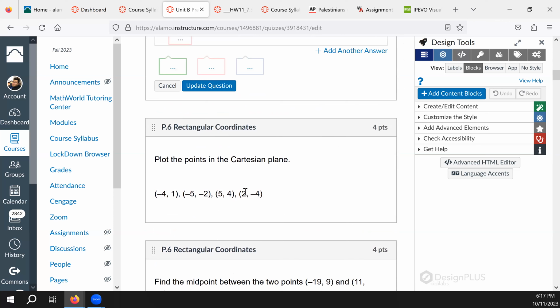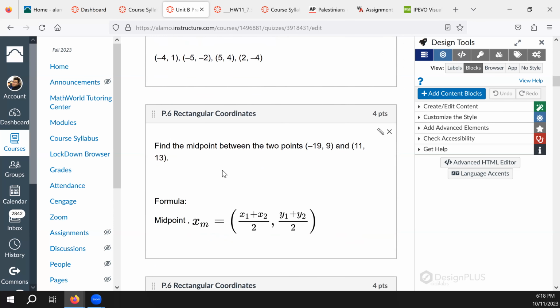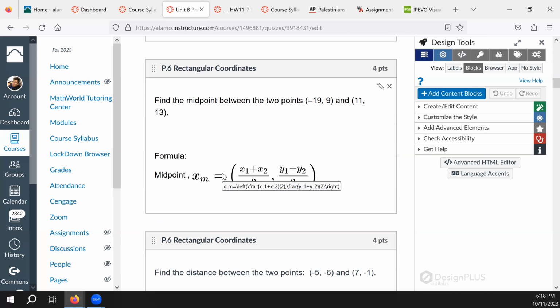P6 again is plotting points. You guys have any questions on how to plot these points on question two? Okay, then let's try something more complex. Find the midpoint between 2 points. Honestly, all you got to do is add up the x's divided by 2, add up the y's divided by 2, and you get a point in the middle. So let's go ahead and do that one.